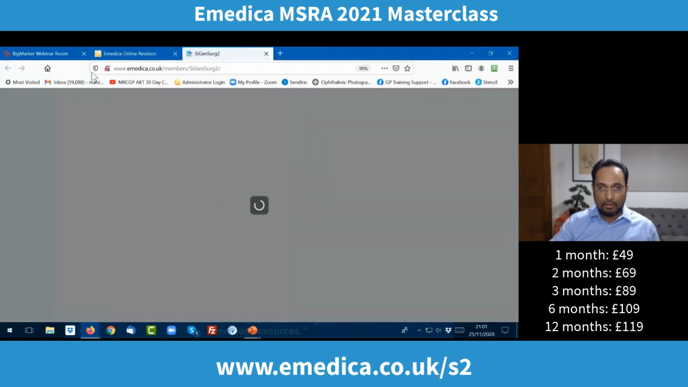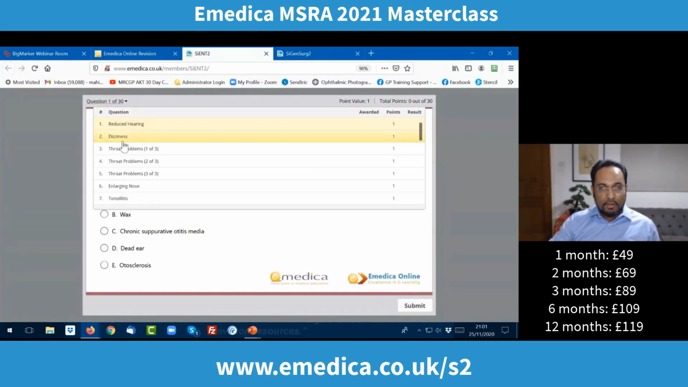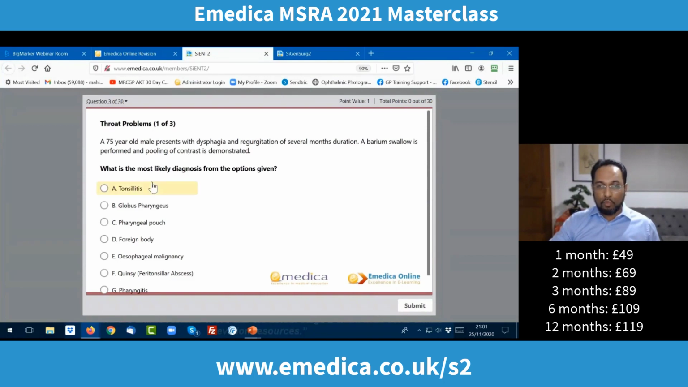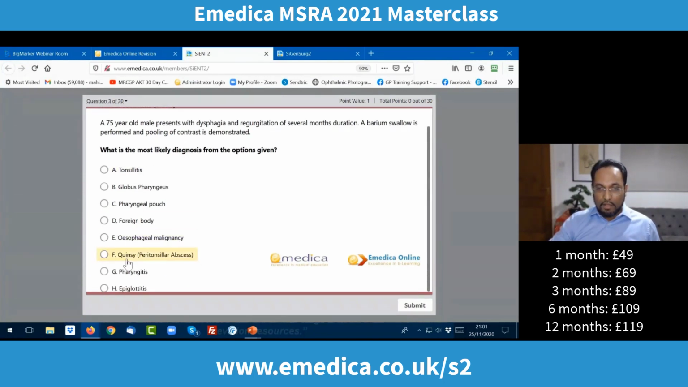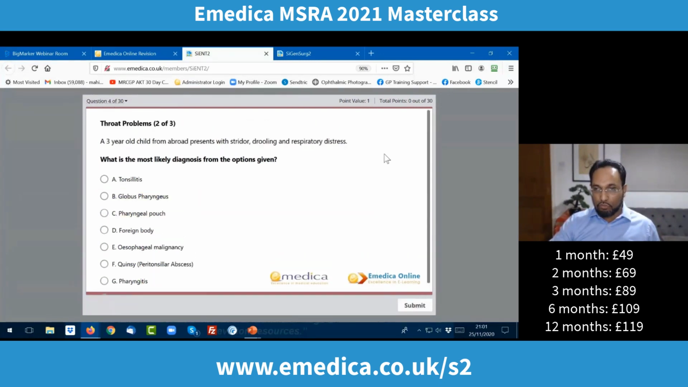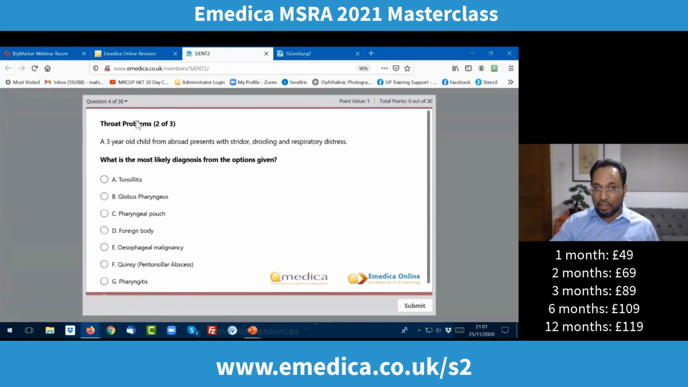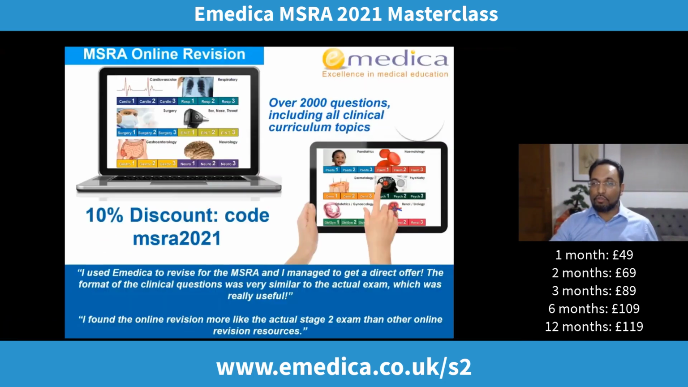So in the real exam, if I find an EMQ, there's an EMQ early on here. Can you see, like throat problems 1 of 3, there's one question, there's a range of options. When you go to the next one, there'll be a different question, but the same options. That's exactly how it is in the real exam. And again, every question has a title like this in the real exam. So, we designed it to be as close to the real thing as possible.